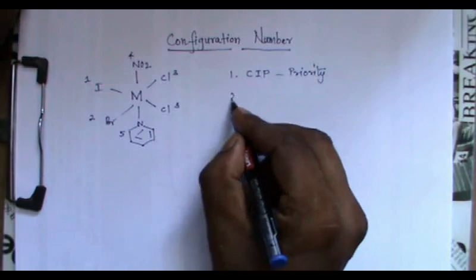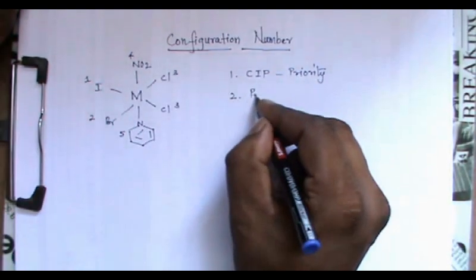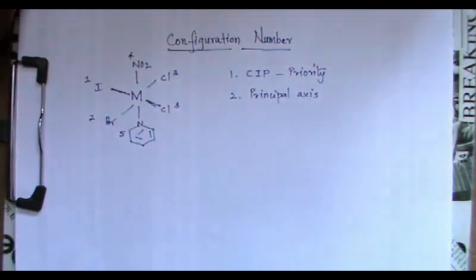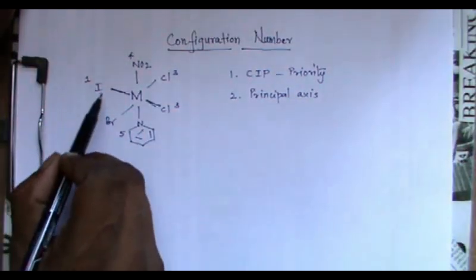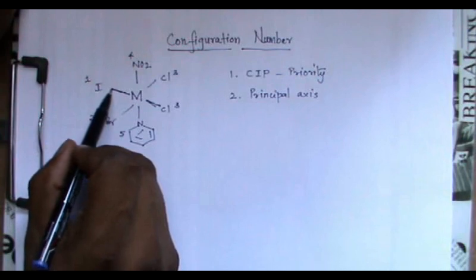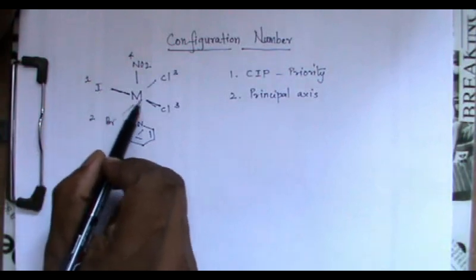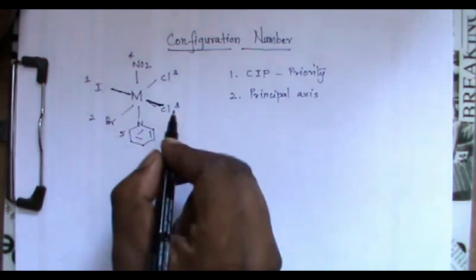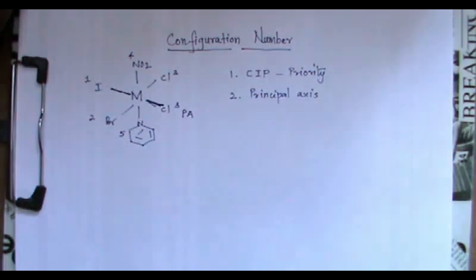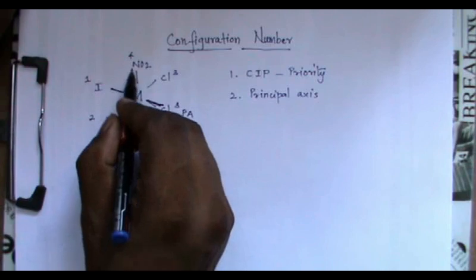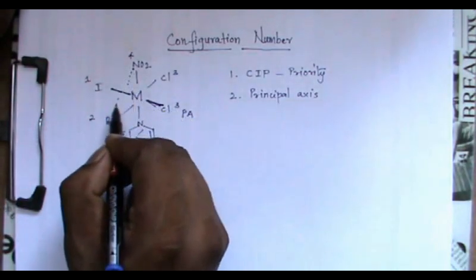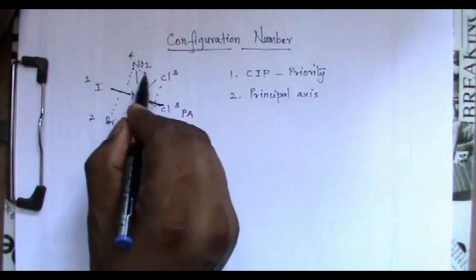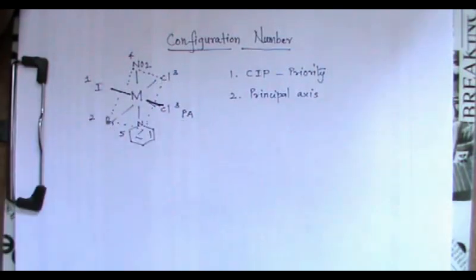Second, we have to fix the principal axis. It is nothing but the line that connects the ligand with higher priority, the metal, and the ligand which is opposite to that. So this is the principal axis. Apart from that, I have a square planar complex here. If you don't consider the principal axis, what we have is a square planar complex.